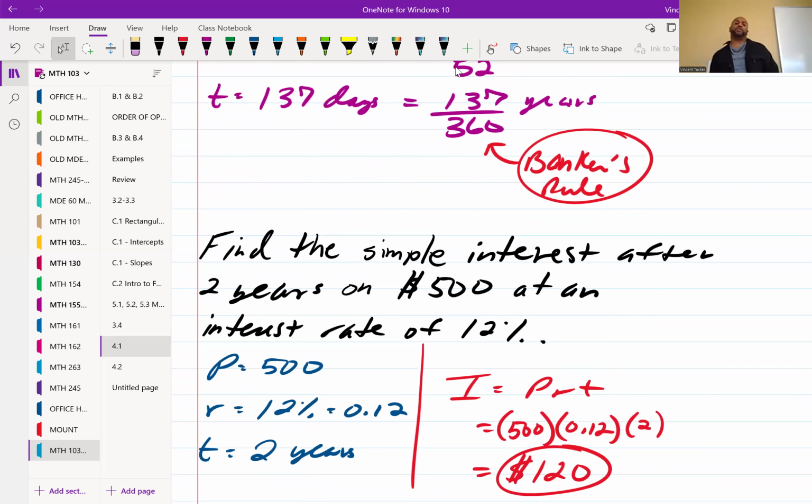All right, so it says find the simple interest after 2 years on $500 at an interest rate of 12%.